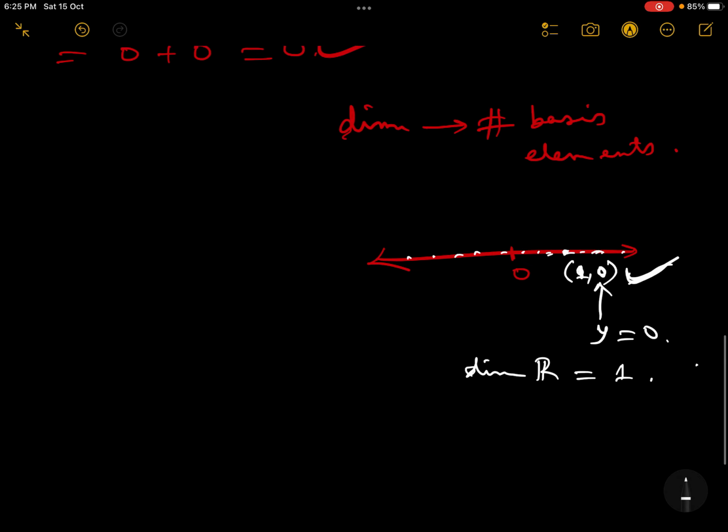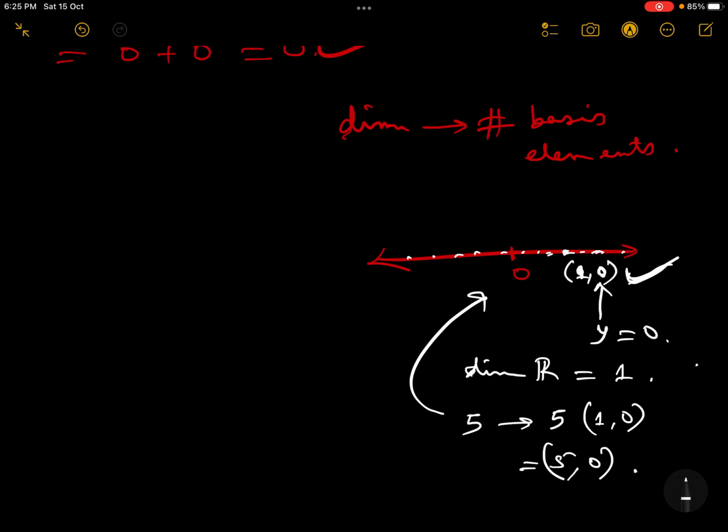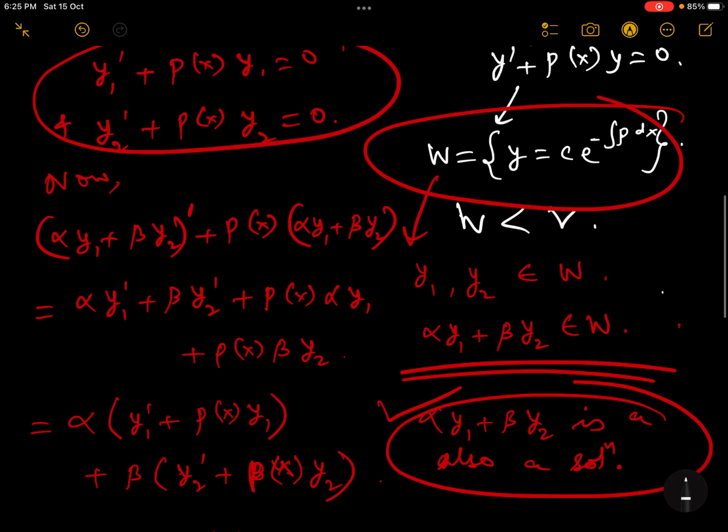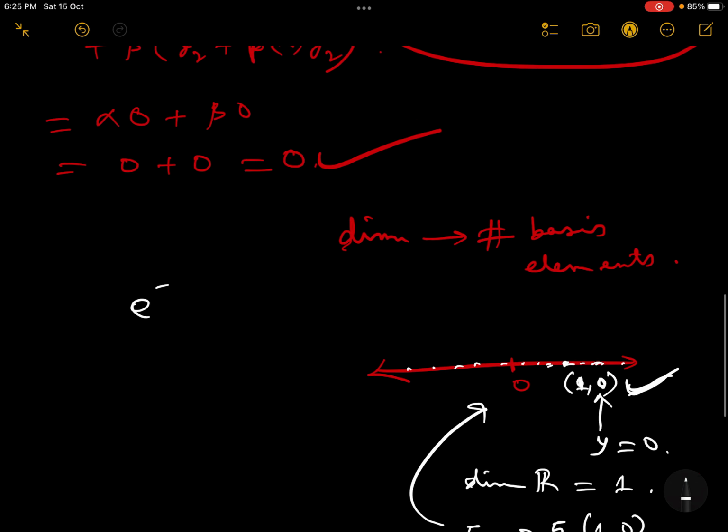Let's say we denote 5 on this number line, then you just have to multiply that vector (1, 0) by 5, which is equal to (5, 0). So by using only this single vector (1, 0), we can find any point on this number line. Likewise, this solution space also can be found by a single vector, that is e power minus p dx.